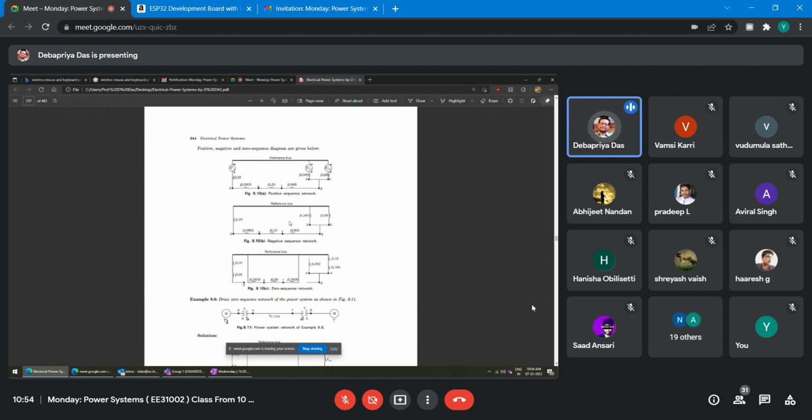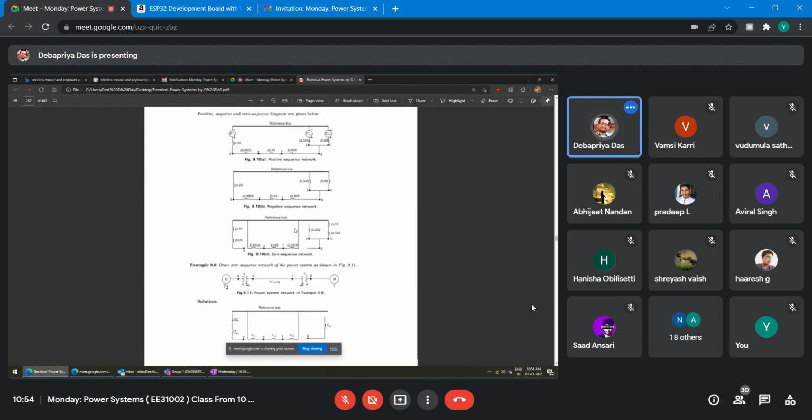Now for zero sequence, you change only when a parameter is changed. Reference, no voltage source. It is the same, the same, the same, but with no voltage source. So this is your negative sequence, sorry. And for the case of zero sequence, this is interesting.